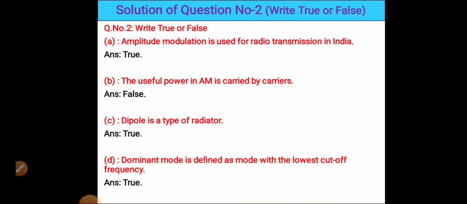Dominant mode is defined as the mode with the lowest cutoff frequency. So this statement is true, because dominant mode is defined as the mode of lowest cutoff frequency.